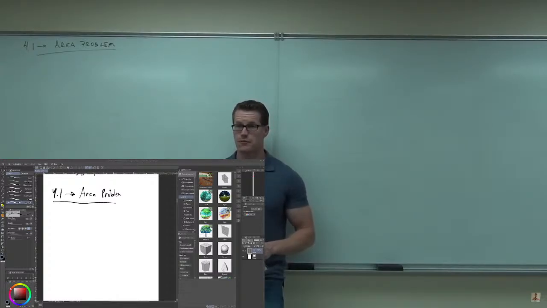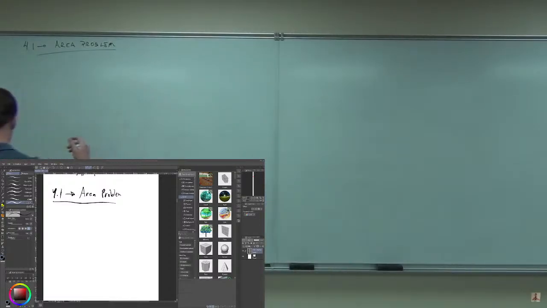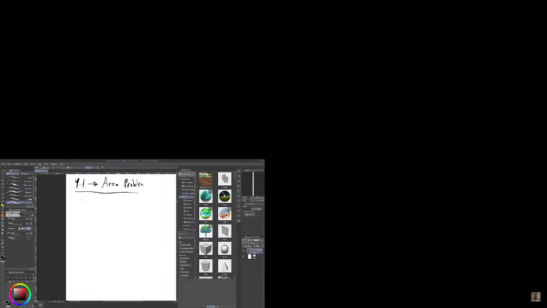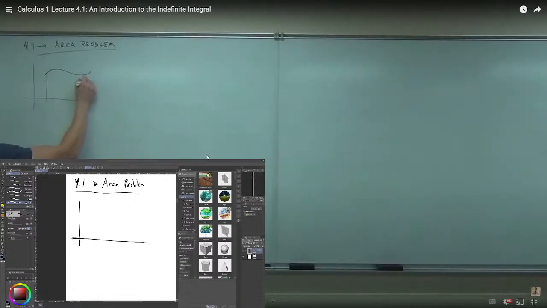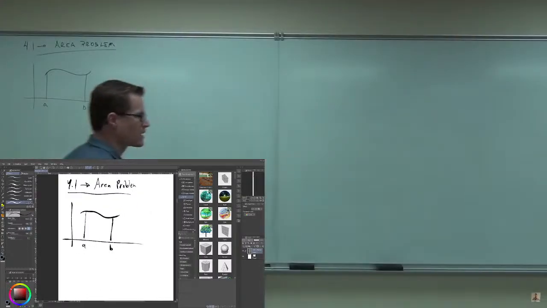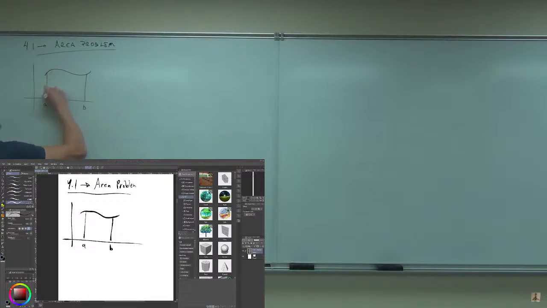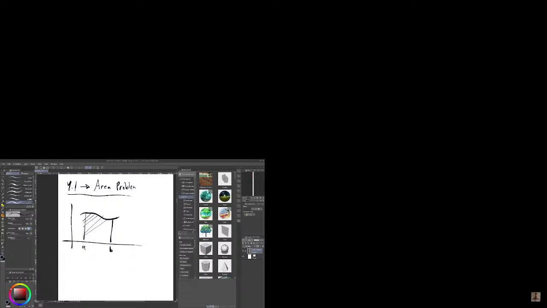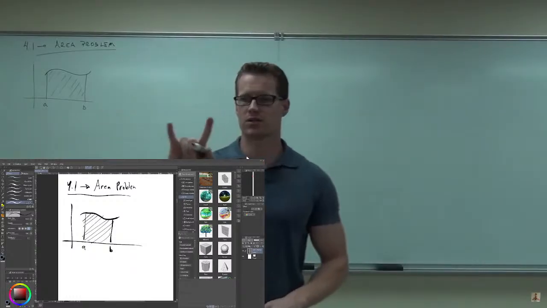I introduced it, I think, like the first day of real calculus. I said, can we do this? Given some sort of continuous function from A to B, can you find out what the area is between that curve and the x-axis, or basically the area under the curve, from here to here? And the answer is yeah. Yeah, and we actually have two ways to do it.